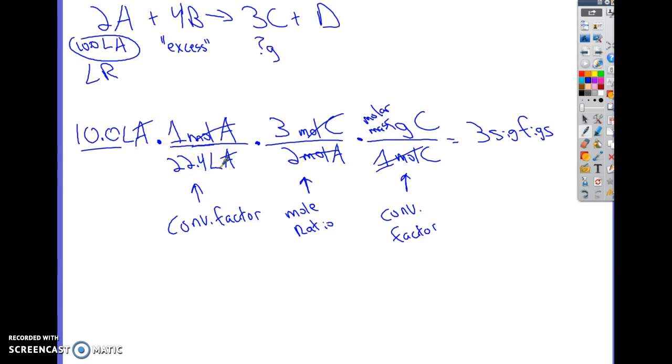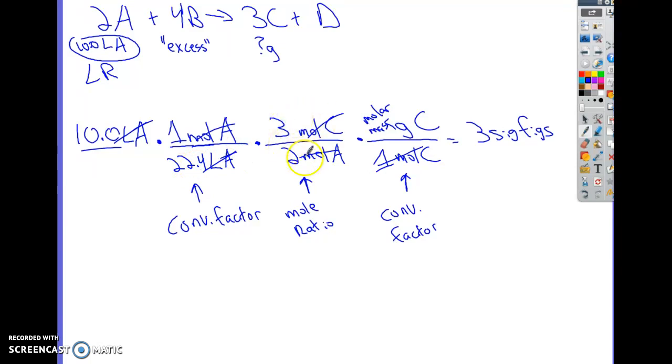It doesn't matter if the gas is a diatomic element, like oxygen is O2. It doesn't matter if it's something like carbon dioxide, CO2, where you have a couple different elements in there, or CH4, which is methane. 1 mole of any gas is 22.4 liters. So you start off with the liters of oxygen that's given in the problem, or liters of A, whatever it may be. You do the conversion factor using 22.4 liters as 1 mole.